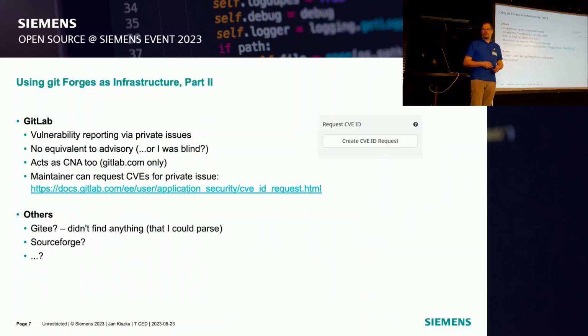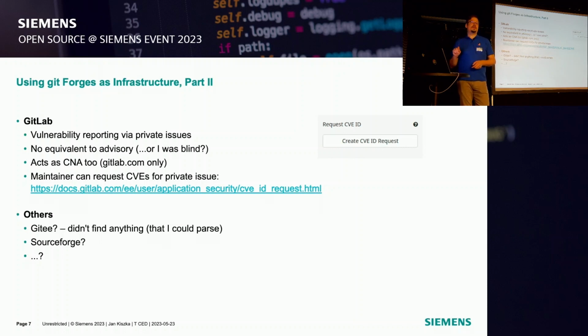So GitHub is one channel. What are the others? Quickly check through what GitLab is offering. Specifically, first of all, the channel here is a little bit different. You can just mark an issue private, and then you have, so to say, your private channel. That's one possibility. I didn't find something equivalent to the advisory reporting. Maybe I was blind, but feel free to point it out to me. But I didn't see something like this.